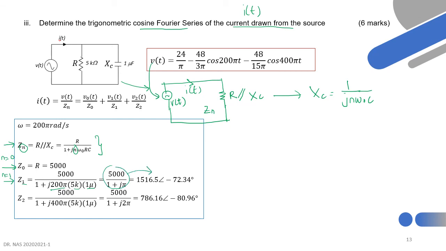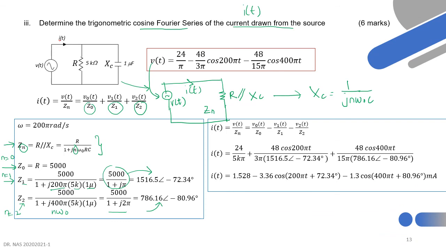So same goes to when n equal to 2. So Z2 replace all n with 2. So this is n multiplied with omega naught. So n equal to 2, omega naught is 200 pi. Okay, and then convert this into polar form. So you already have all the impedance values. So you already have Z0, Z1 and Z2. Now you need to derive the final equation of IT.